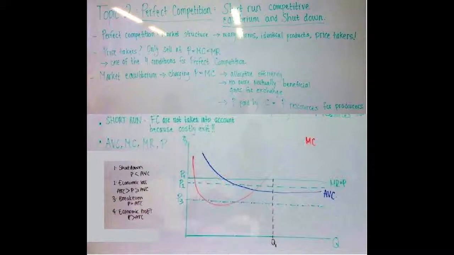So, to summarize what has just been said through this graph, the most important thing to know is that the shutdown condition for a perfectly competitive firm is when their price is lower than their average variable cost. As I've said before, if the price is above the average variable cost but still lower than the average total cost, the firm is producing an economic loss. When price is equal to the average total cost, this is the break-even condition. And when price is higher than the average total cost, that means that the firm is making economic profit.